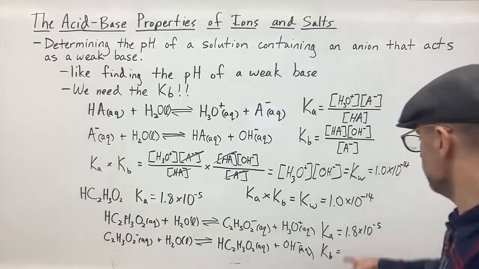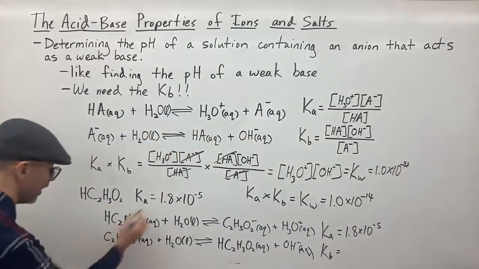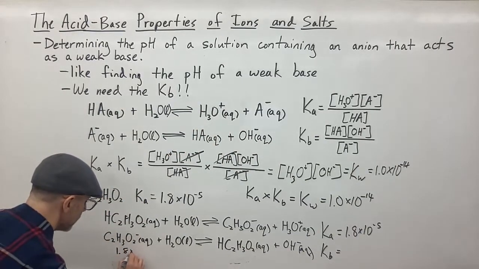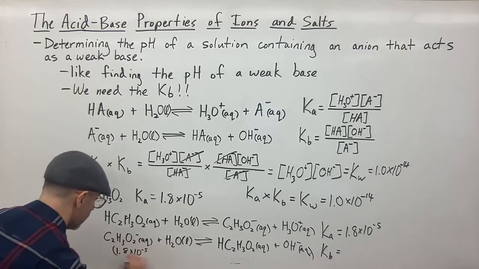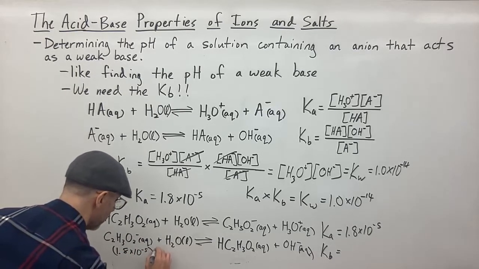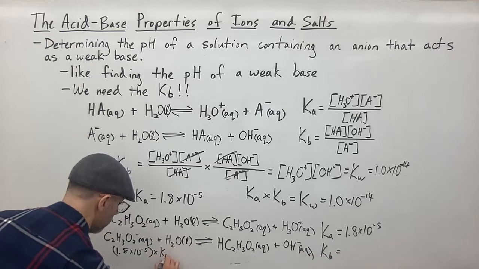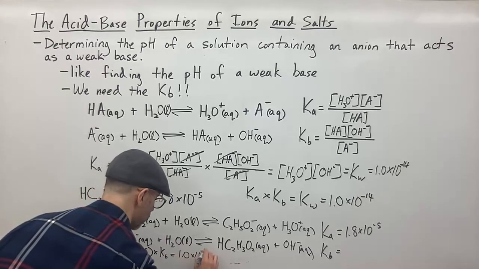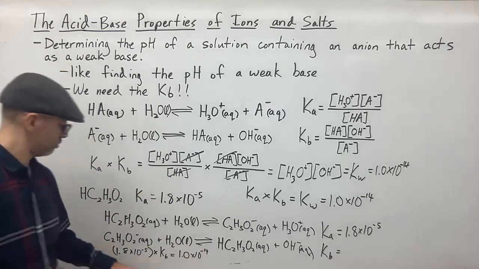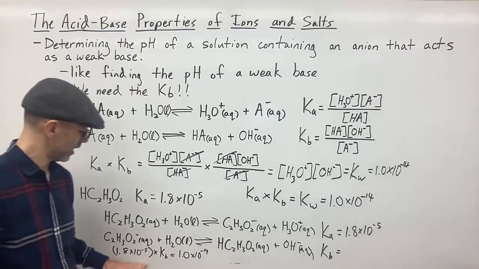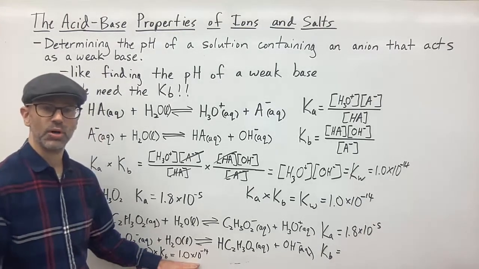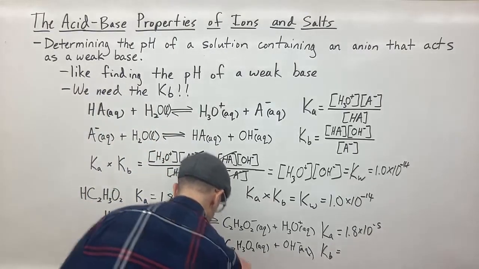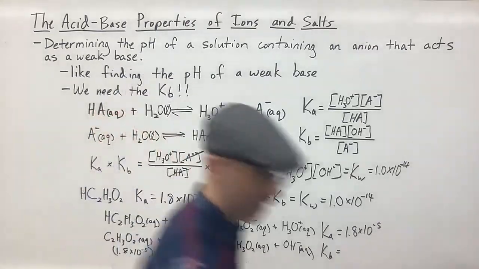So here, I know that Ka, 1.8 times 10 to the negative 5, multiplied by the Kb, is going to be equal to the Kw, which is 1.0 times 10 to the negative 14. So then all I need to do is divide both sides by 1.8 times 10 to the negative 5, and I end up with my Kb. So in this case, Kb would be equal to whatever that number is.